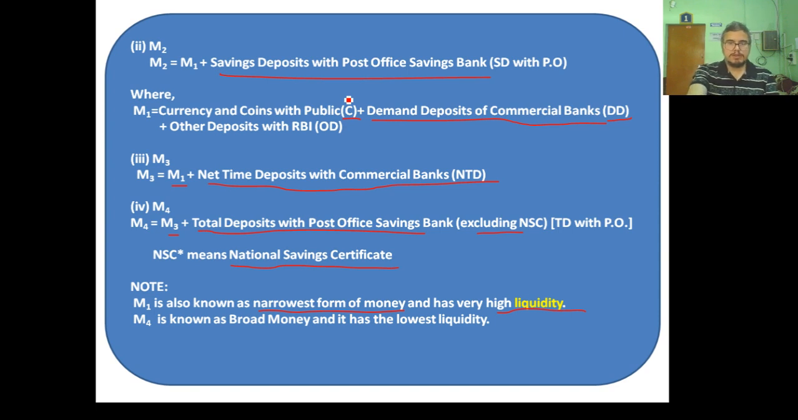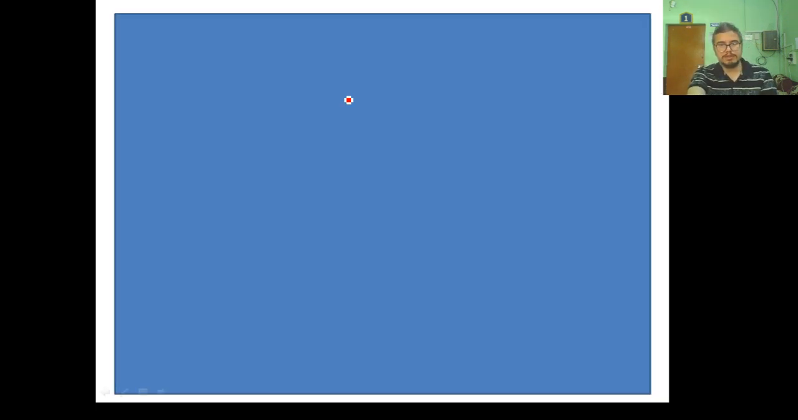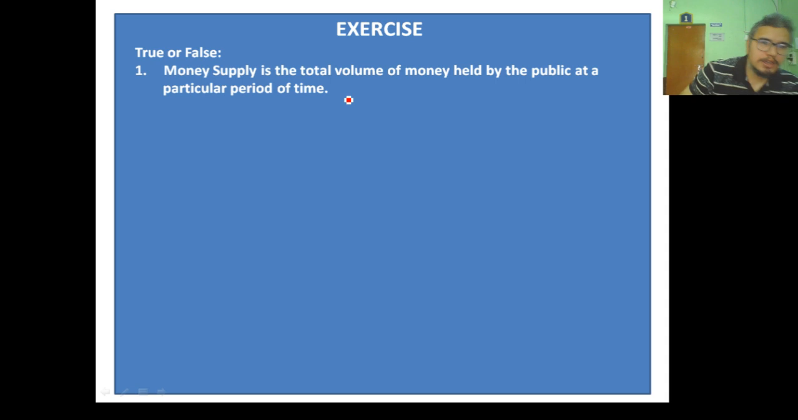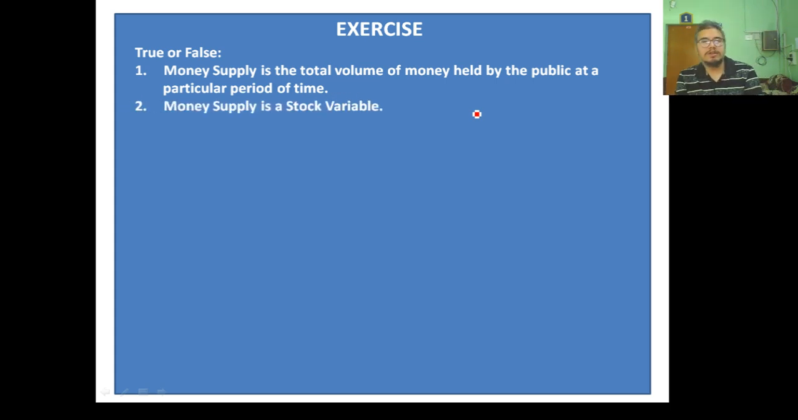Now we will do certain revisions related to this. Okay, let us see whether you will be able to solve it or not. Try solving it. Let us start with true or false. Okay, money supply is the total volume of money held by the public at a particular period of time. What do you think? Is it true or false? Okay, next question is money supply is a stock variable. Is it true or false? Okay, let's see whether you will be able to answer it. I'll wait for 1 minute and then 30 seconds and then I'll give the answer to it.